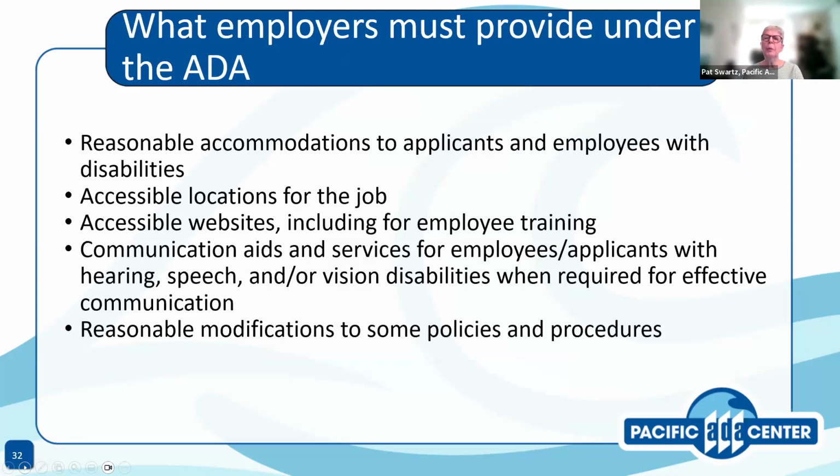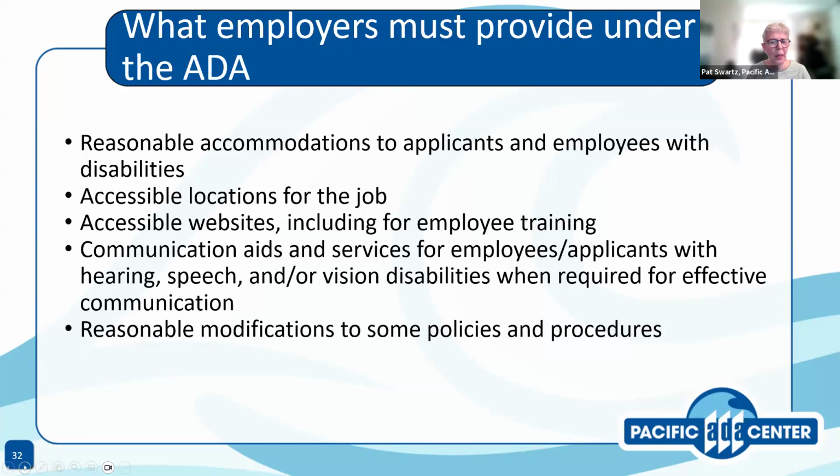So what employers must provide under the ADA in this case? Reasonable accommodations to applicants and employees with disabilities. So they must provide reasonable accommodations. They must provide accessible locations for the job. So the person with a disability must be able to get to the work site. They must be able to get into the work site. They must be able to do their job in a place that is accessible to them.